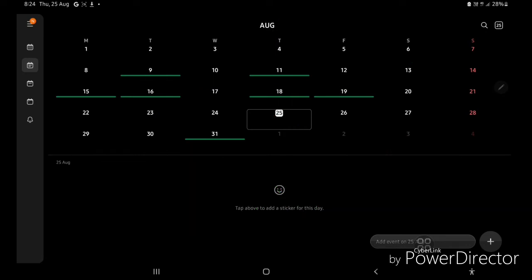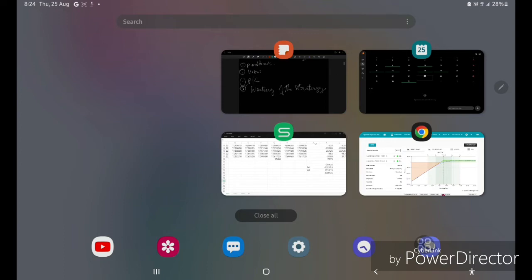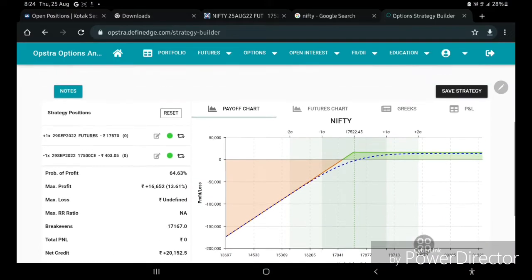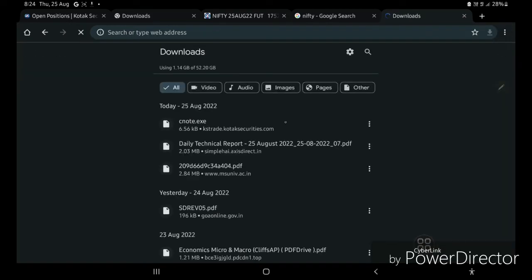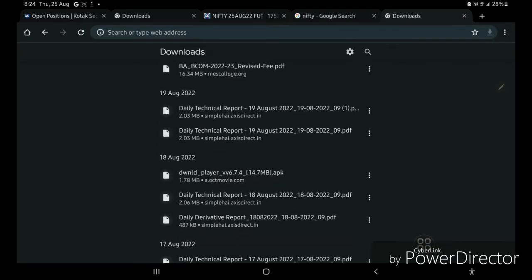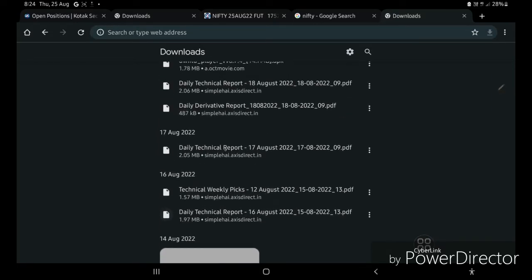Okay, let me explain you further. So let us go to Chrome, and you would be wondering why I had taken this trade, or what was my view. Let's go to 17th. Here we have 17th daily report.